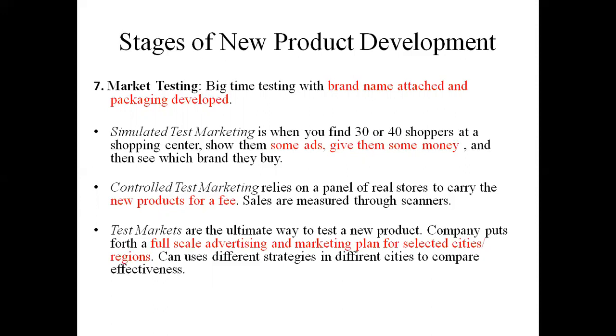So here actually you showcase your prototype with brand name, and you do packaging for it, a full-fledged product which will go into the market. Okay, so you do a market testing for your product before sending it to the market. So it could be of three types: simulated test marketing, second is control test marketing, and third one is test marketing or beta testing sometimes we say. Okay, so one by one we will see what are these different methods of testing.